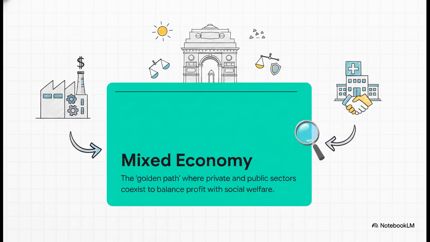People often call it the golden path because it really tries to cherry-pick the best of both worlds. It lets a private sector innovate and grow, driven by profit, but it also has a public sector that provides essential services and looks out for social welfare. It's a pragmatic blend, a balancing act between individual freedom and the good of the community.